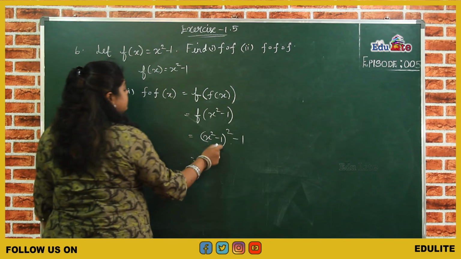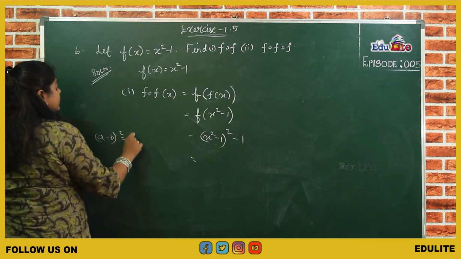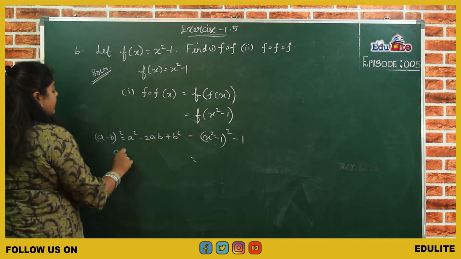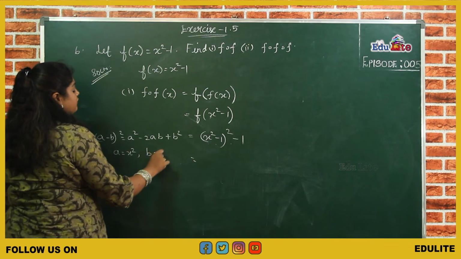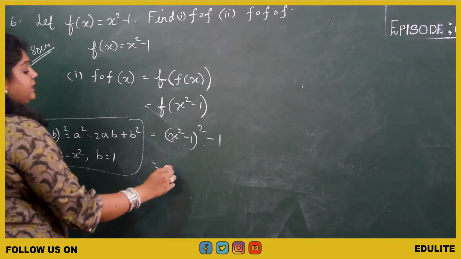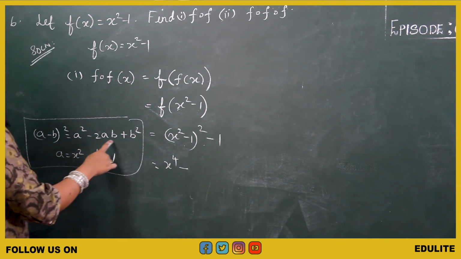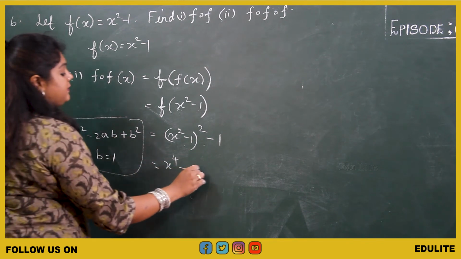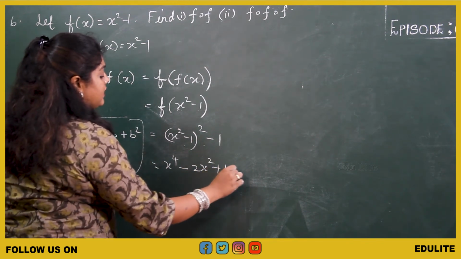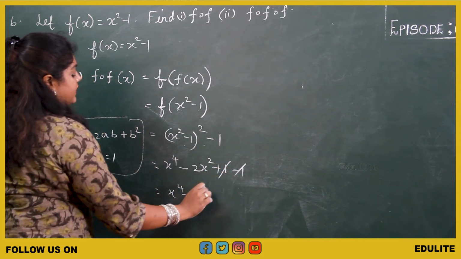Now we have to expand this using the (a minus b) whole square formula: a square minus 2ab plus b square. The value of a is x square and the value of b is 1. We will substitute this directly. x square will become x power 4 when squared again, minus 2 into a into b, 2 into x square into 1 will become minus 2x square, plus 1 square, 1, minus 1. This and this will get cancelled. x power 4 minus 2x square.